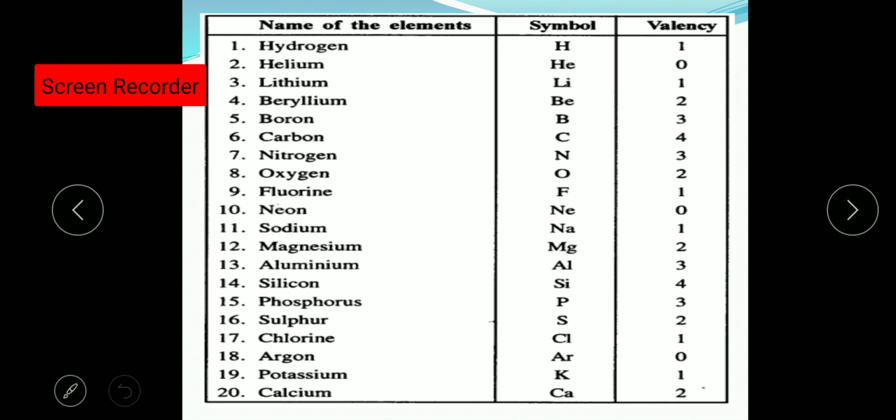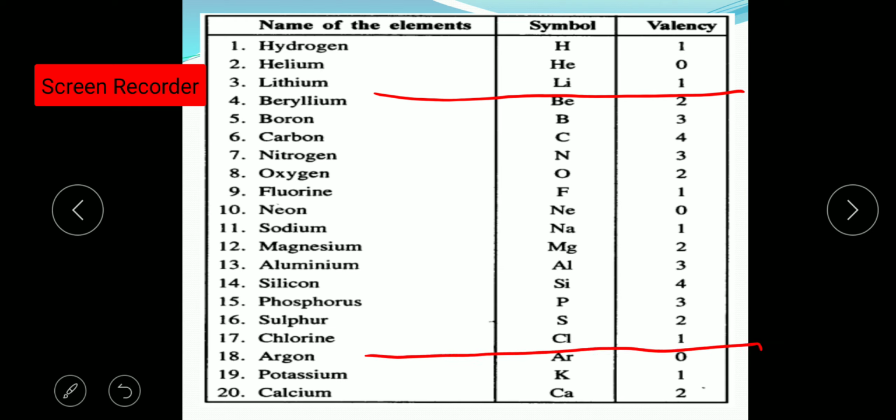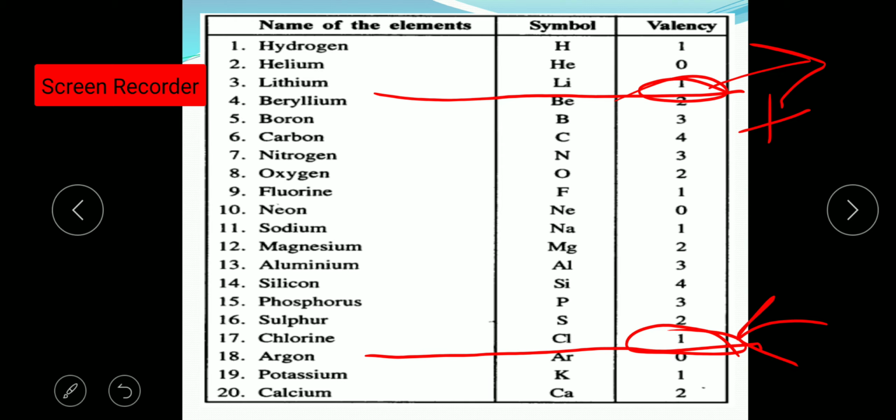Clear? Now one more point to remember here: lithium has valency 1 and chlorine also has valency 1. Then what is the difference over here? Lithium will give 1 electron, whereas chlorine will take 1 electron. When lithium gives 1 electron it gets a positive charge. When chlorine takes 1 electron it gets a negative charge.